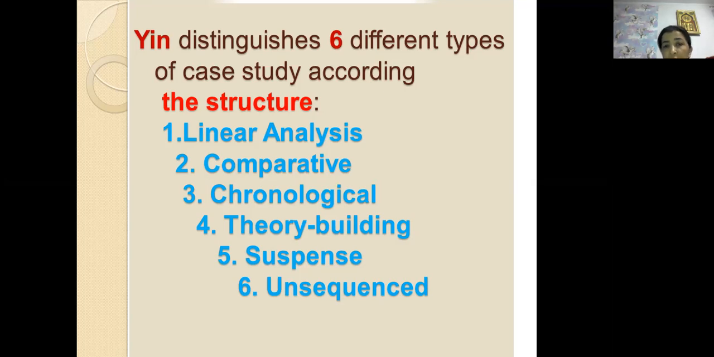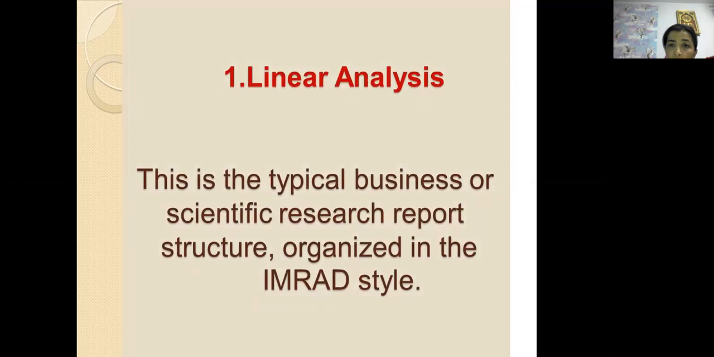You may ask the question, we have just talked about the types, but the previous types concerned the purpose. But here we're analyzing the structure. I mean, the types concerning the structure, but not the purpose. If we had 3 types following the purpose, following the structure we have got 6 types. Linear analysis is the typical business or scientific research report structure organized in the IMRAD style.